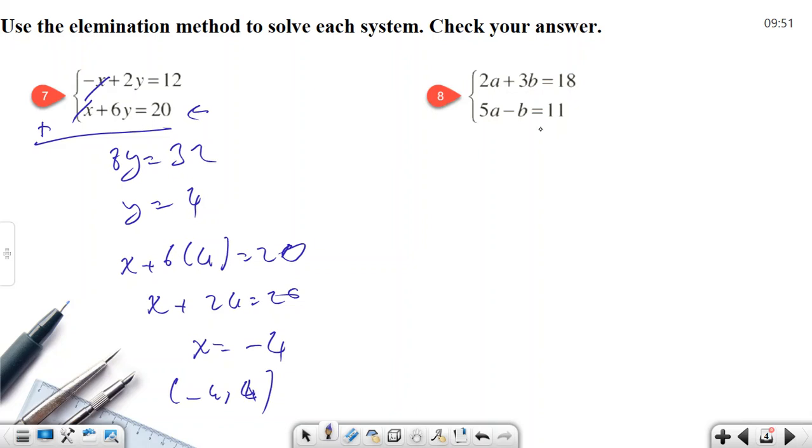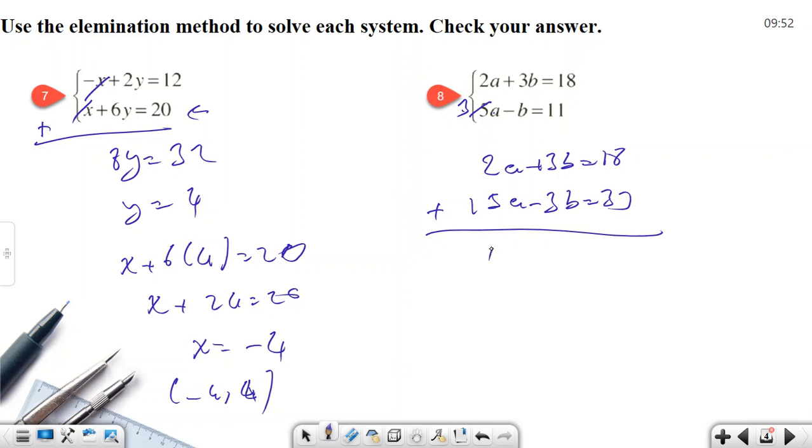So that's easy. As I see 2a plus 3b and 5a minus b, if I multiply by 3, it's going to be negative 3b. So 2a plus 3b equals 18. 3 times 5 is 15a. 3 times minus b is negative 3b equals 33. Don't forget 3 times 11. If you add them, 2a plus 15a is 17a. 18 plus 33 is 51.